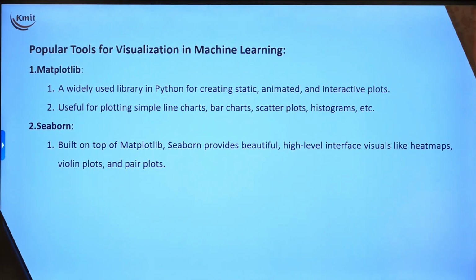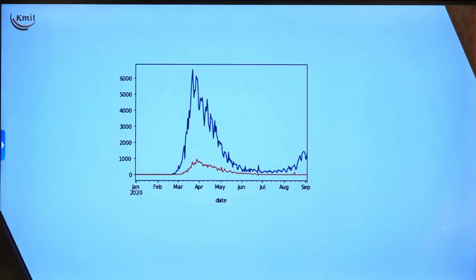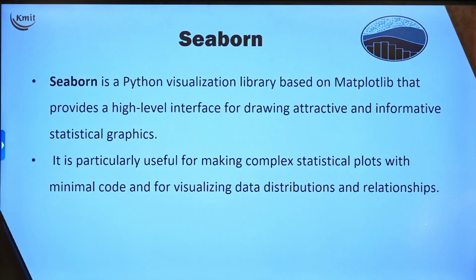Matplotlib for creating animated or interactive plots like bar, line, scatter plot, histograms, etc. Whereas seaborn will give us high level interface visuals like heat maps, violin plots, pair plots, etc. Okay, so in matplotlib we use a basic module called pyplot, whereas in seaborn we will be using different functions with which we can go for high level interfacing, which will actually give us attractive informative statistical graphs.